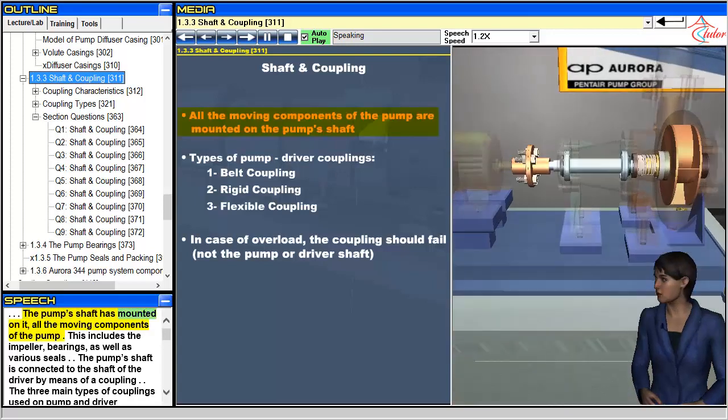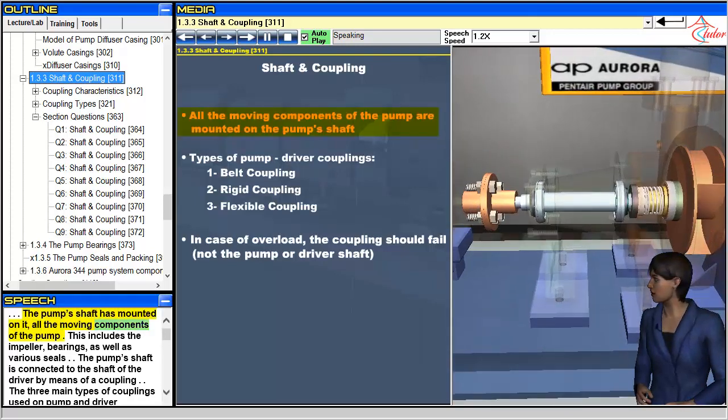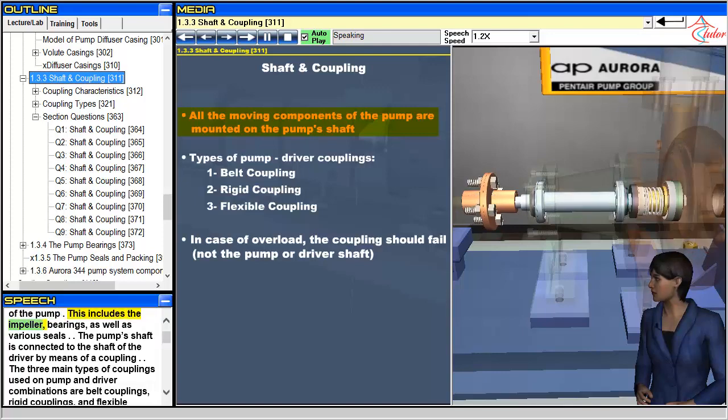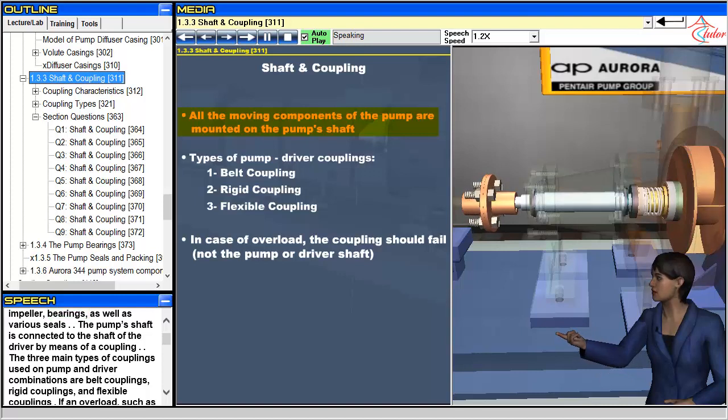The pump's shaft has mounted on it all the moving components of the pump. This includes the impeller, bearings, as well as various seals.